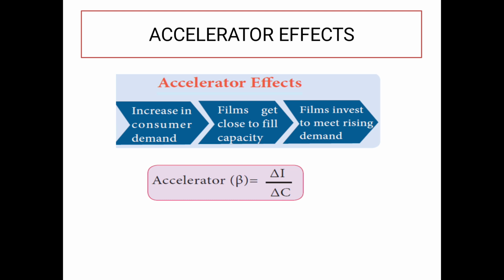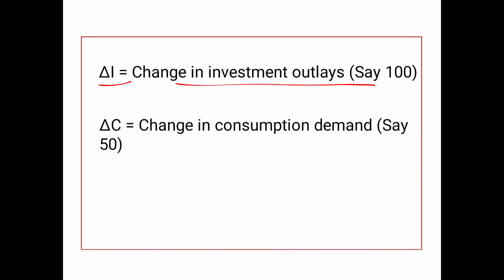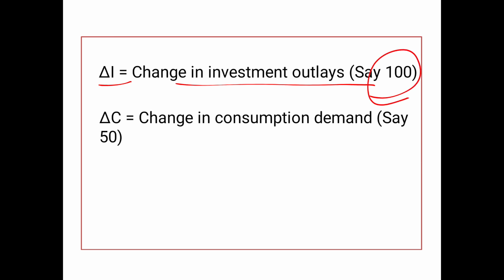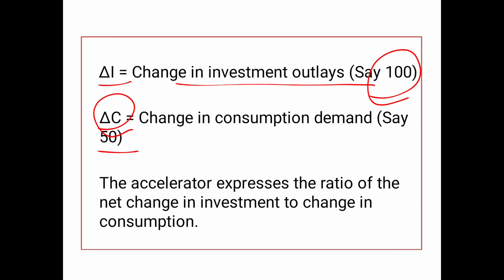Let us recall what we have seen in multiplier. Multiplier can be expressed as K is equal to change in Y by change in I. Here you can see change in I by change in C for accelerator. Change in I is nothing but change in investment, for example 100. Change in consumption is supposed to be 50. The accelerating effect is the ratio of the net change in investment to change in consumption. We call this the accelerator.